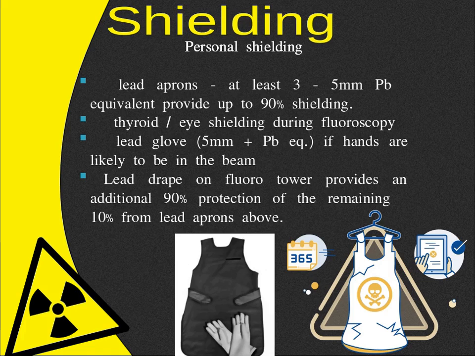The lead apron should be checked every year to detect any cracks, gaps or damage, so that damaged aprons can be changed. And these lead aprons should be reported to the radiation protection unit every year.